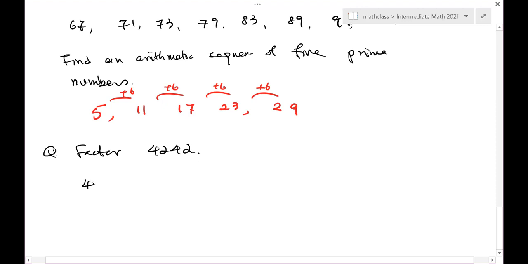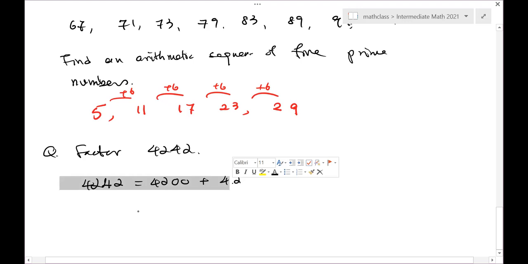Let's see. So 4, 2, 4, 2, and 4, 2. Now, what is the best way to do this? You see that those two numbers are repeated. So it's 4,200 plus 42.